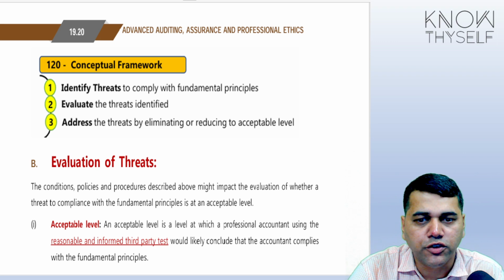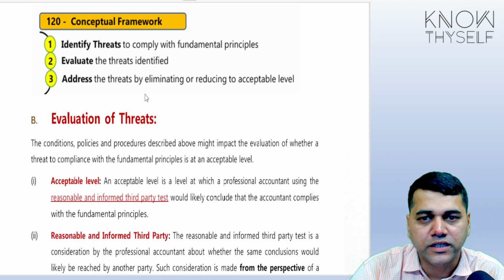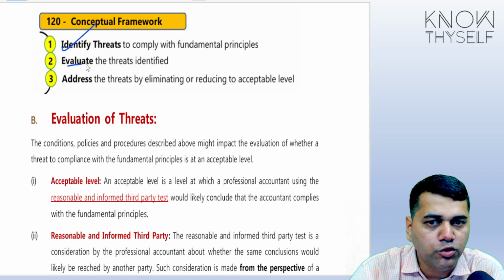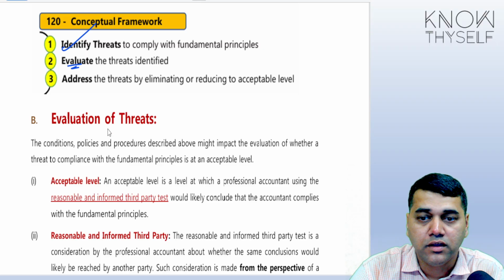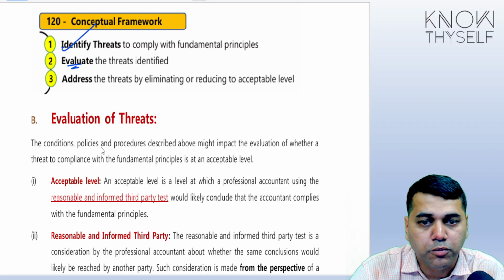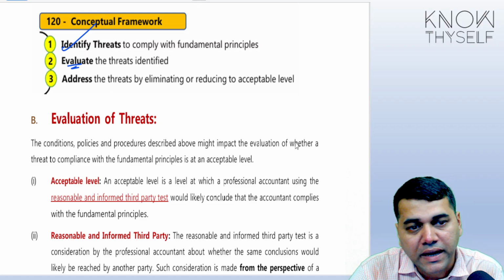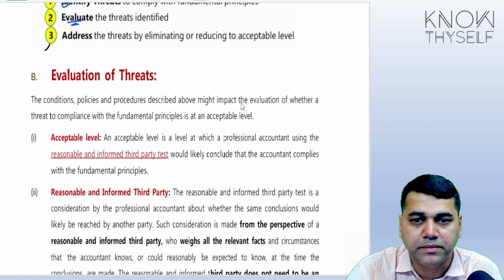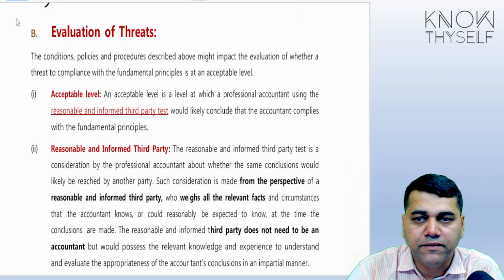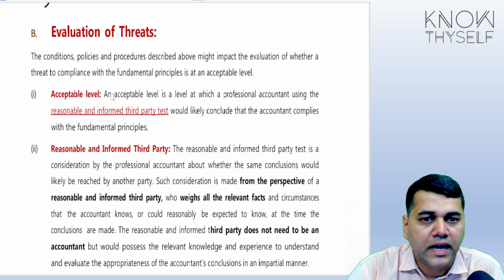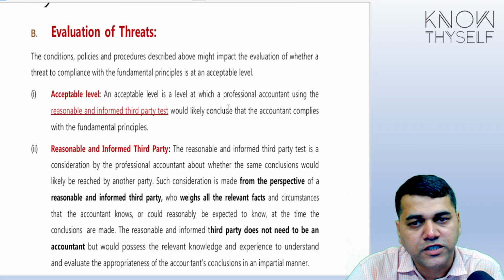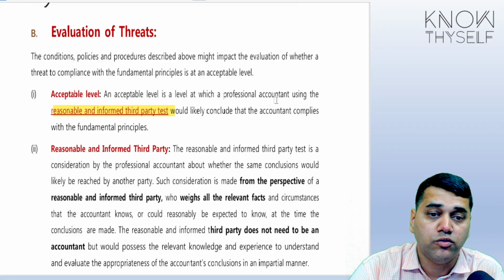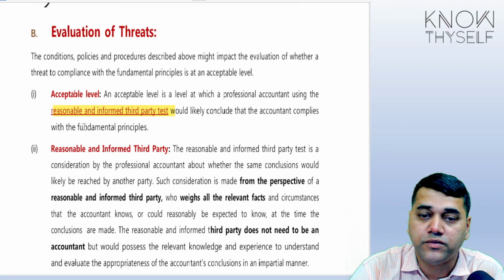Okay, then we'll continue further. How do you evaluate the threat? You have identified the threat. Now what to do after identifying? You have to evaluate them. Now the conditions, policies, and procedures described above might impact the evaluation of whether the threat to compliance with the fundamental principles is at an acceptable level. Acceptable level means what? An acceptable level is a level in which a professional accountant using a reasonable and informed third party test would likely conclude that the accountant complies with the fundamental principles.